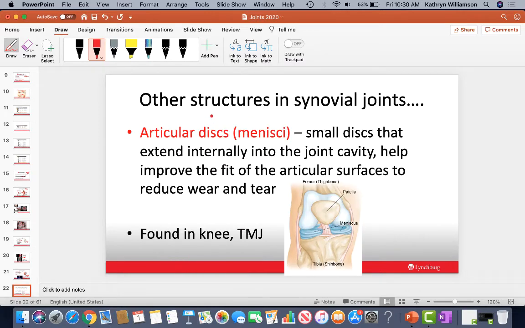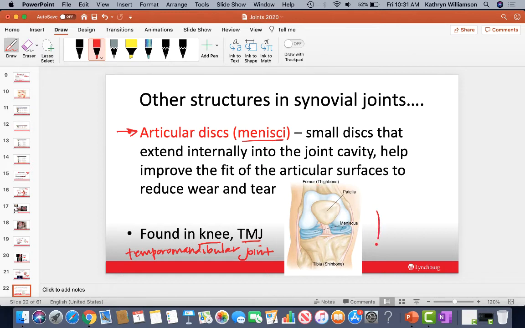And then there's some synovial joints that contain other structures. For example, articular discs, or we call these menisci. And these are going to be small discs within the joints. We see this in the knee joint, and you also see this in the TMJ, the temporomandibular joint. The temporomandibular joint, so the joint that's formed between your jaw and your skull, both of these joints have menisci in them.